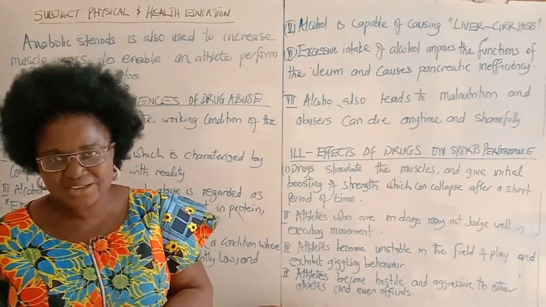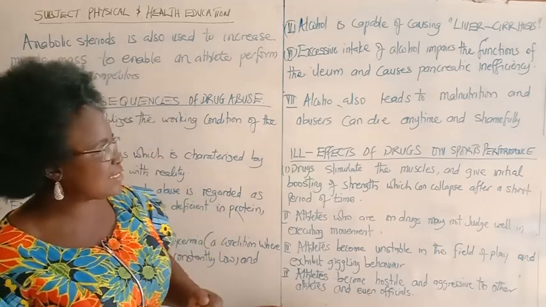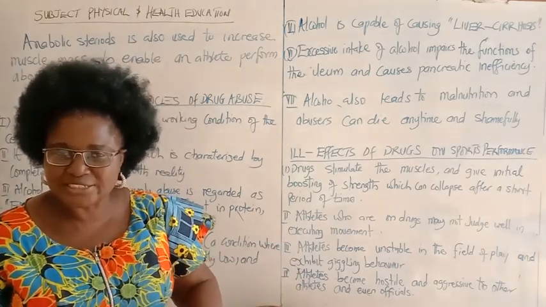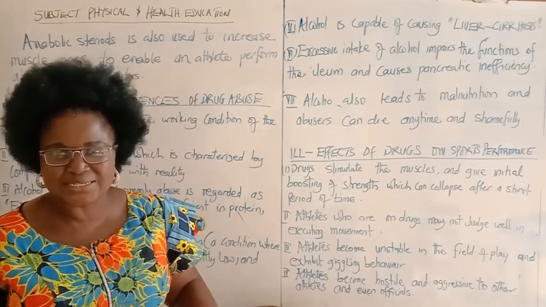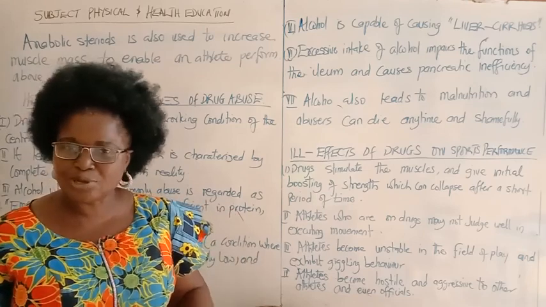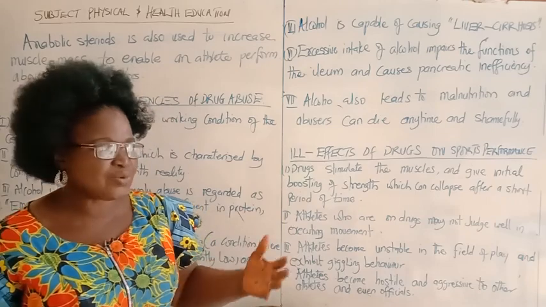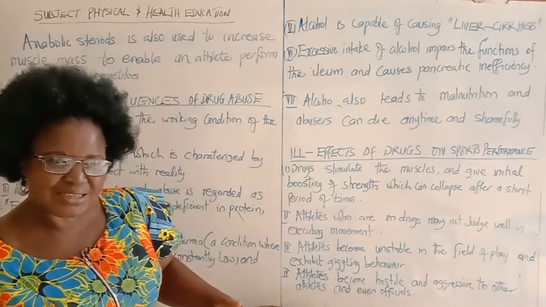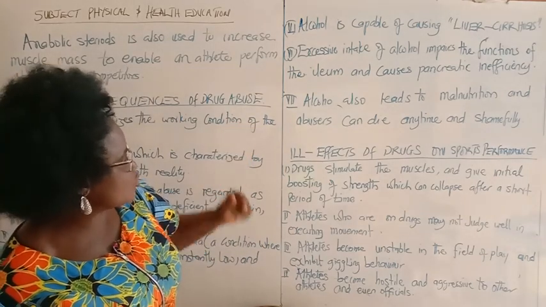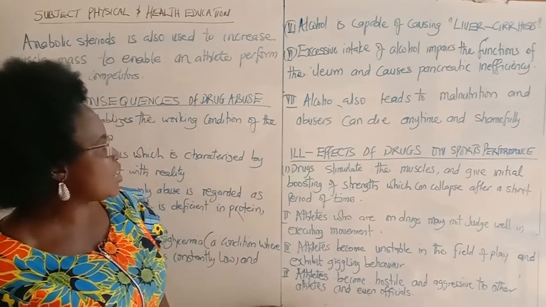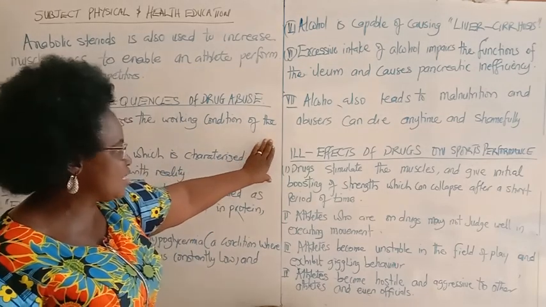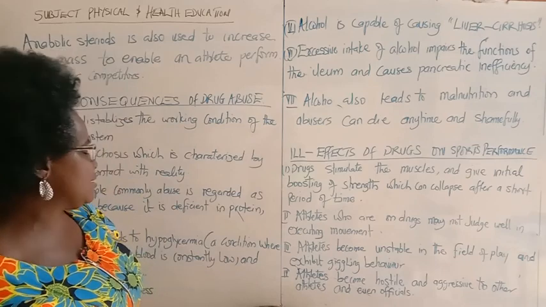Now the ileum, as part of the small intestine, has the following abilities. It has a large surface area where absorption can take place, and it also has finger-like projections called villi, where diffusion takes place. Imagine it is impaired. Imagine it cannot function. How can the food we take get absorbed into the body? That is why you see a drunkard looking skinny and having so many problems. Now the next one, that is the seventh one, alcohol also leads to malnutrition and abusers can die anytime and shamefully.